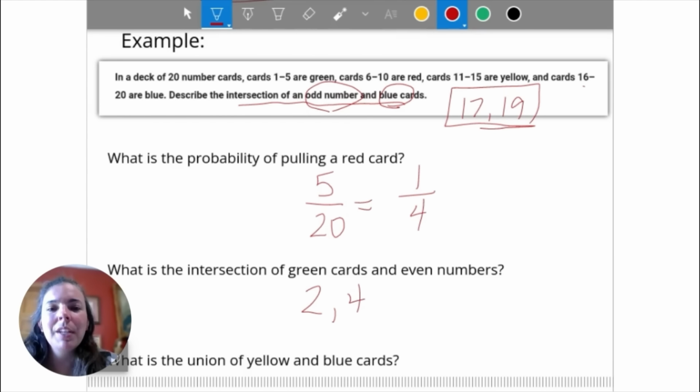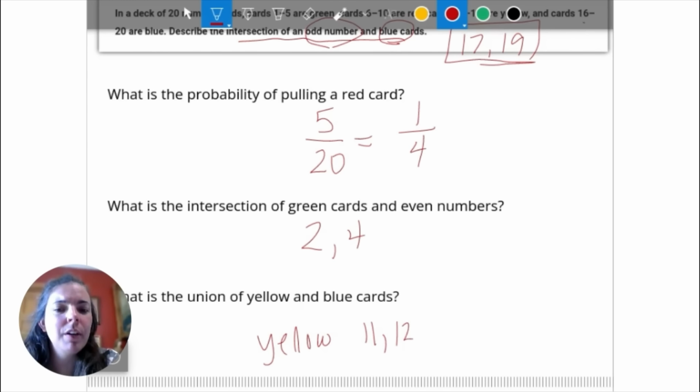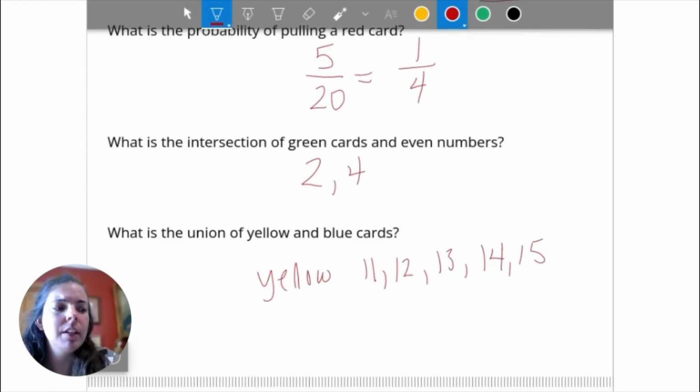And then the last question, what is the union of yellow and blue cards? So union means that we are combining them. Okay, so union of yellow and blue cards. So the yellow cards, which are 11, 12, 13, 14, and 15. And the blue cards, which are 16, 17, 18, 19, 20.